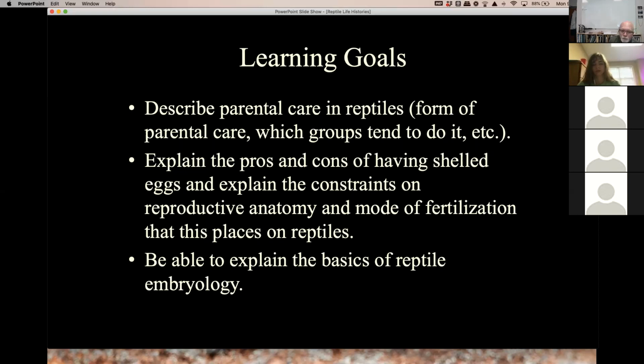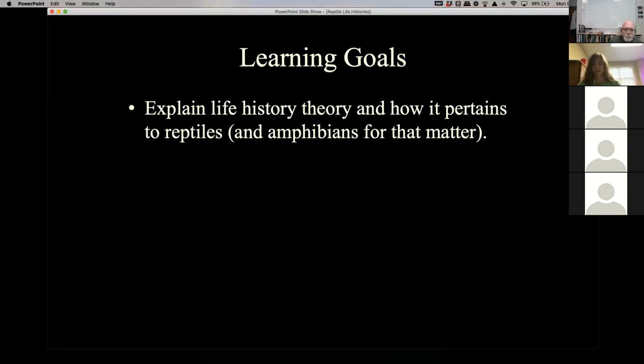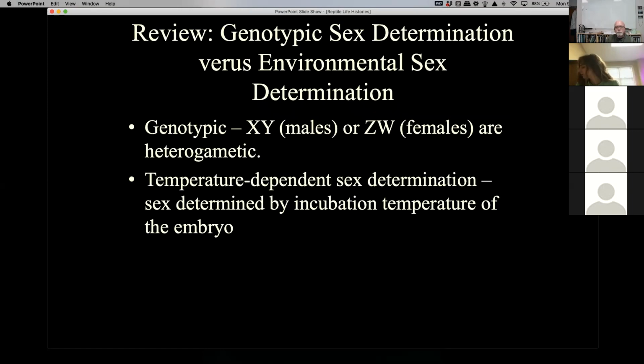Be able to explain the basics of reptile embryology, which are somewhat different than the embryology and development of amphibians, which is one of the reasons that they placed reptiles in their own chapter in the textbook. And then once again, we're going to revisit life history theory and how it pertains to reptiles, although it pertains to reptiles in the same way that it pertains to amphibians. So this will be review to a certain degree. So that's hopefully what we'll get out of our treatment of chapter 9 in the textbook. So this is all review.